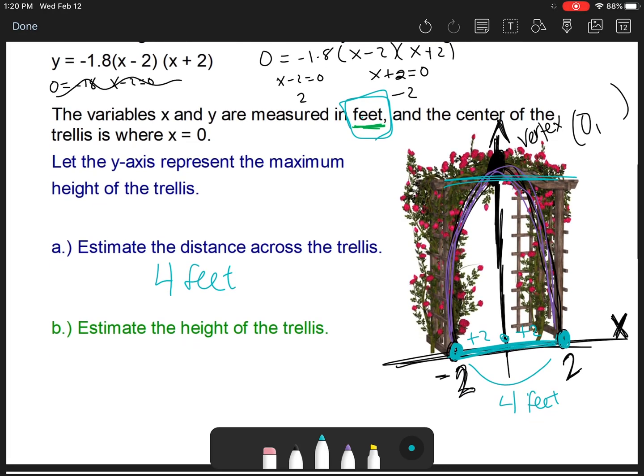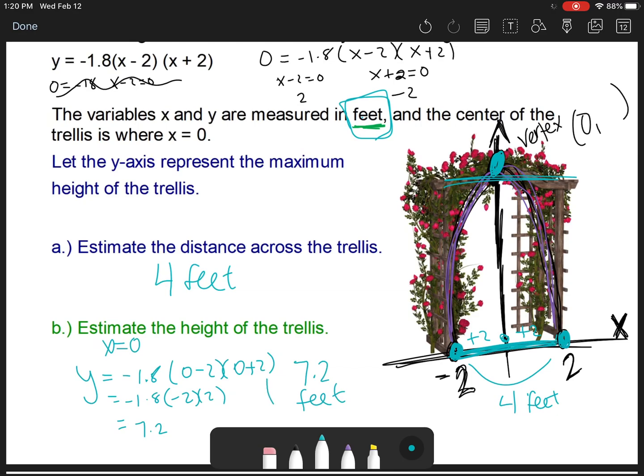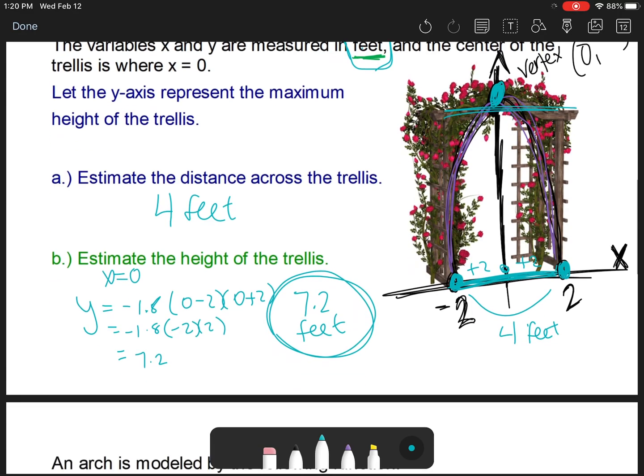Now, to estimate the height of the trellis, we know that the height is where x is 0, so we can just plug that in to find y, and that's all we need to find the height. We'd have negative 1.8 times (0 minus 2), which is negative 2, times (0 plus 2), which is 2. When we multiply negative 1.8 times negative 2 times positive 2, that is 7.2, which means the height of our trellis is 7.2 feet high. And those are our answers.